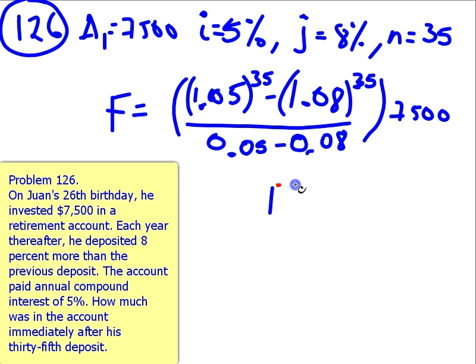The result after we do these computations is that there will be 2,317,332.23 at the end of the 35 years.